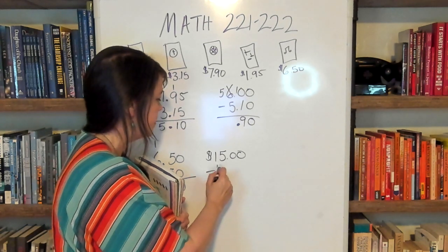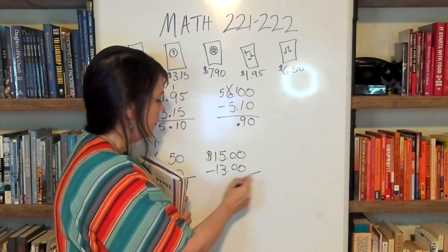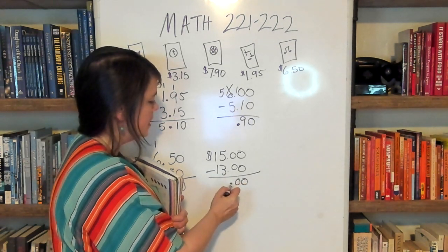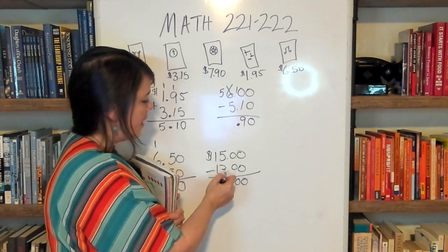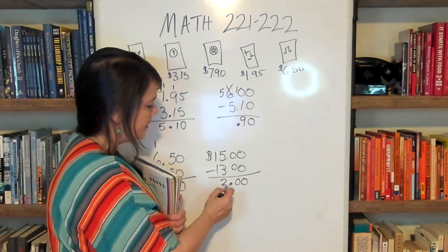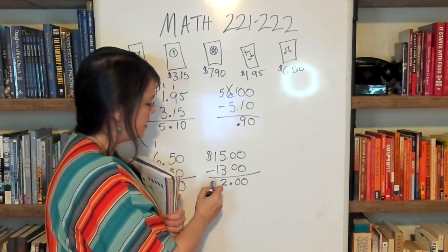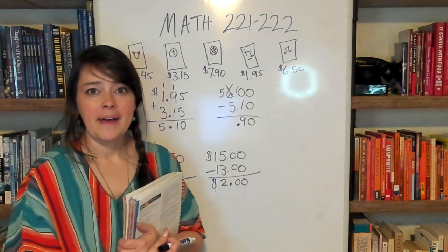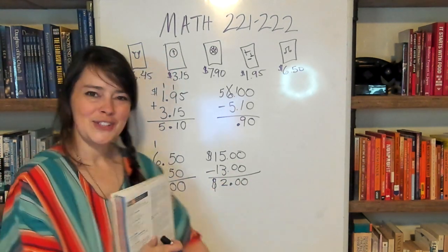$15 minus $13 equals what? We can put our zeros here, our decimal point. What's 5 minus 3? That's 2. And 1 minus 1 is 0. So our final answer, how much money does Mom have left, is $2.